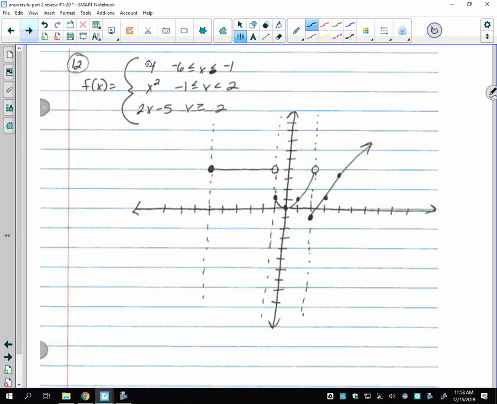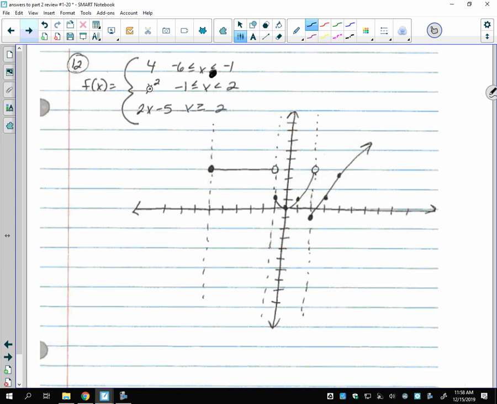So the line y equals 4, like these are all equations. Y equals 4 is just a horizontal line. But why did I stop it here? Because this told me that x is greater than or equal to negative 6, but less than negative 1. So closed circle, open circle, horizontal line.